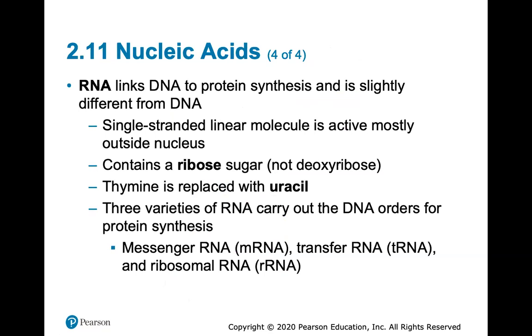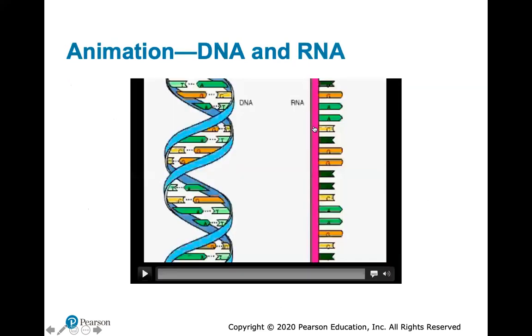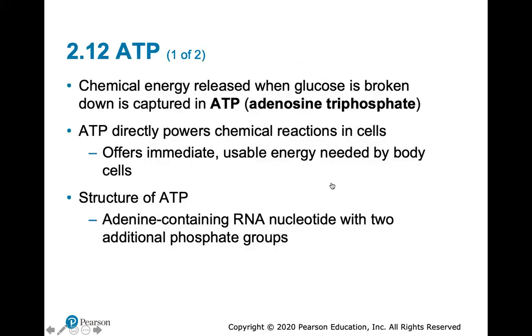So RNA is slightly different. We'll talk about why it's important. It's important because it contains the ribose sugar, and instead of containing the nitrogenous base thymine, it has uracil. There are 3 different varieties of RNA that help carry out DNA orders for protein synthesis, and we'll talk more about those at a separate time. This would be a great animation to watch as well, showing the differences between DNA and RNA. RNA is always single-stranded, as you can see there.